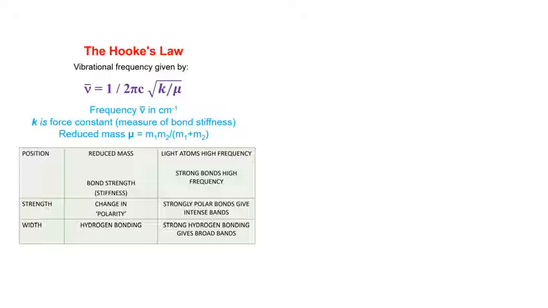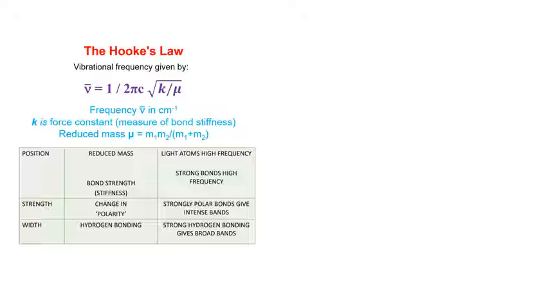Now the Hooke's law, nu bar is equal to 1 by 2 pi c into root over k by mu, that I have already talked about in the last slide. So this is the vibrational frequency. From that one can calculate the vibrational frequency of a particular molecule. Now this nu bar is represented in centimeter inverse. K is the force constant, which measures the bond stiffness, and mu is the reduced mass.